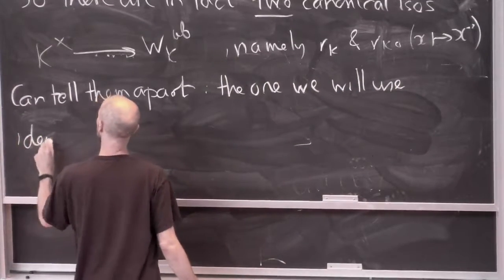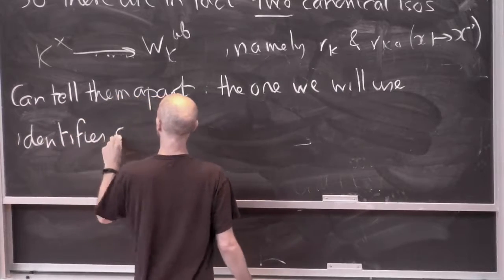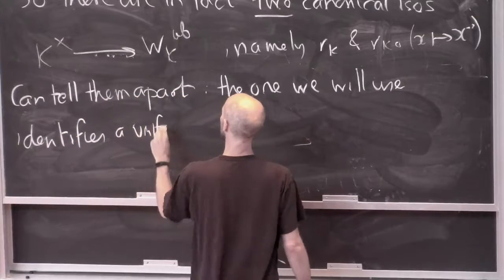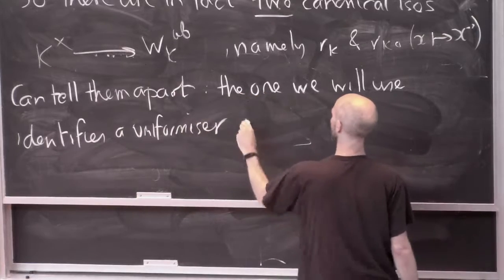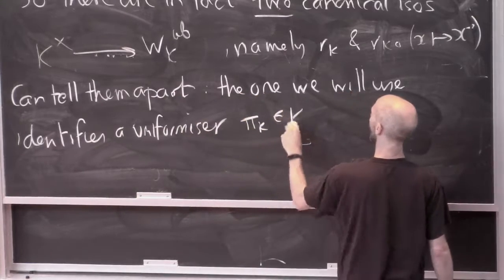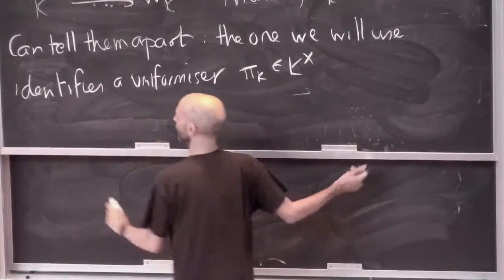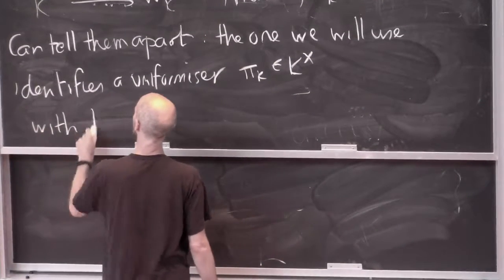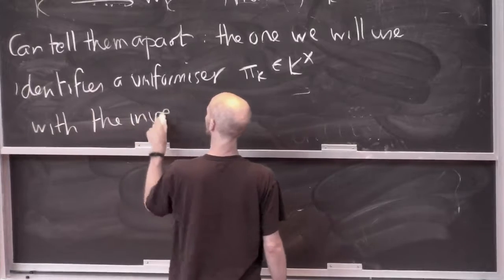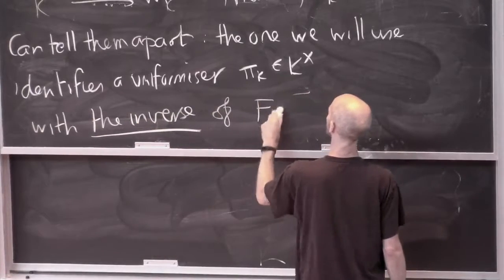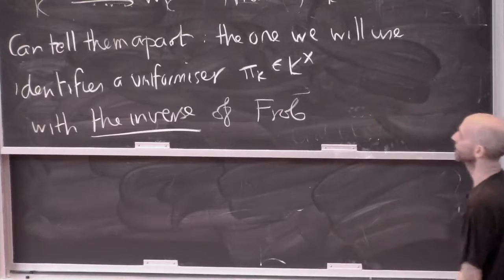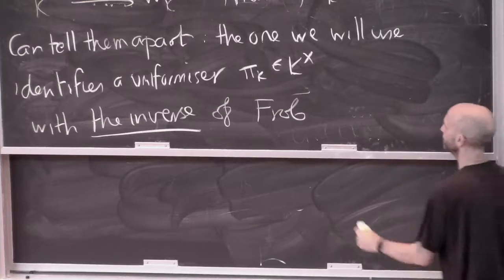identifies a uniformizer pi k in K star with the inverse of Frob Q. Right? And the other one doesn't.